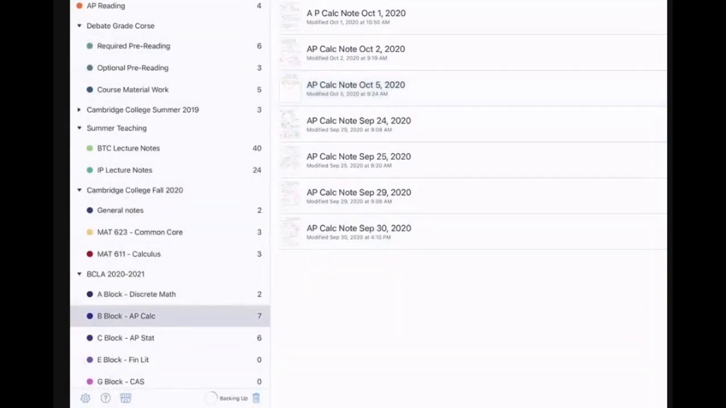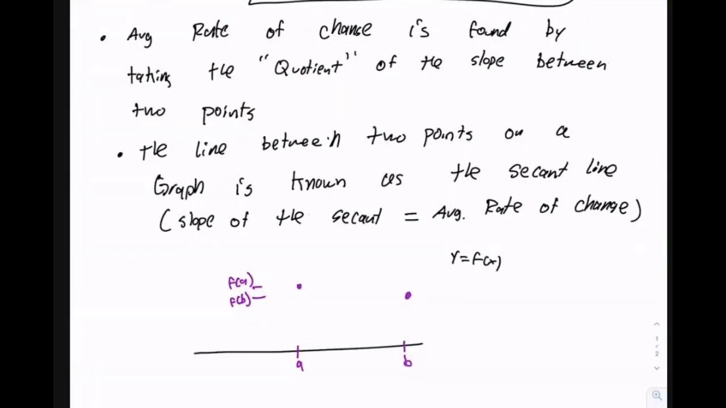Come back to me. Sorry about that. I'm redrawing the same thing. Sorry about that. Graph did not want to cooperate. It was very much similar to that. All right.